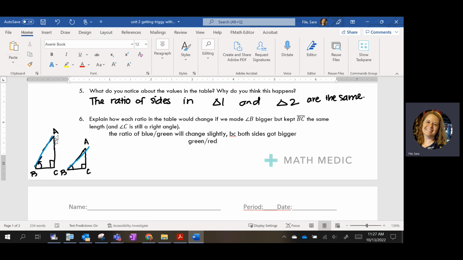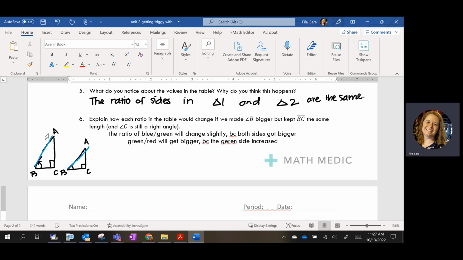If the numerator is getting bigger, which the green side is the vertical one here, okay? So because the green side is getting bigger, the green to red will get bigger because the green side increased.